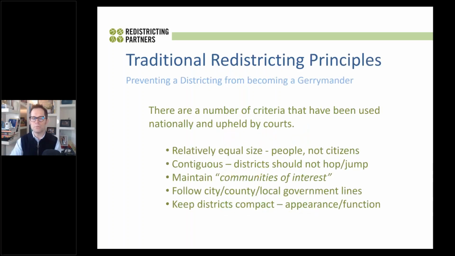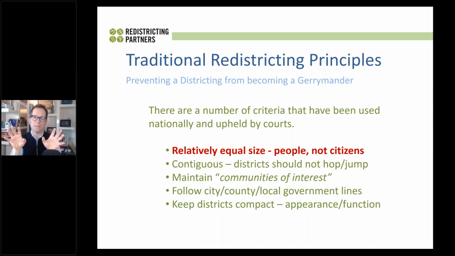So in order to remove or lessen the ability of a process to be taken over by a gerrymander, we have some traditional redistricting criteria that are utilized around the country for all kinds of different agencies. Some are in state law, some are in federal precedents and court cases, but I'm going to go through all of these and then discuss how they fit within the actual specific state laws that you need to follow. First off, districts need to be relatively equal size. This is the idea in redistricting.